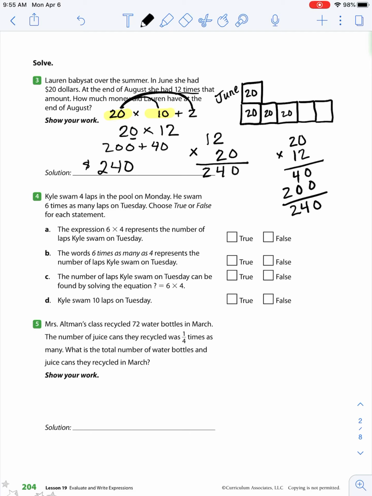Kyle swam 4 laps in the pool on Monday. He swam 6 times as many laps on Tuesday. So he started with 4 on Monday and swam 6 times as many on Tuesday. So that to me is 4 times 6, 24 laps on Tuesday. So now let's check out these true-false statements. The expression 6 times 4 represents the number of laps Kyle swam on Tuesday.